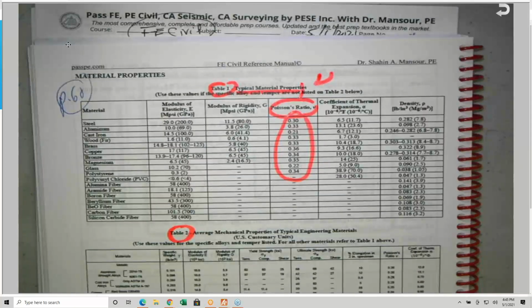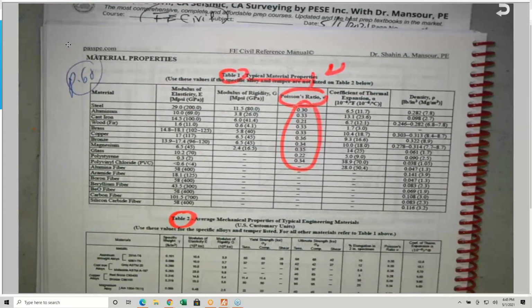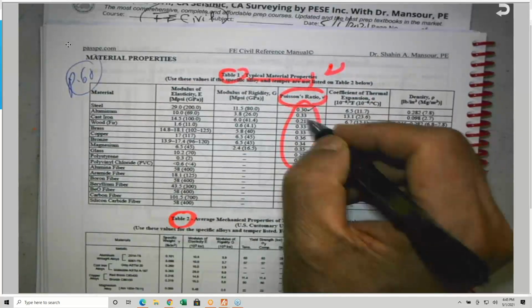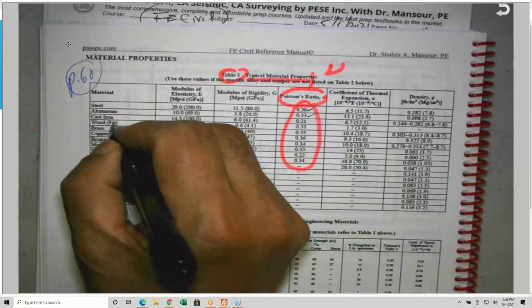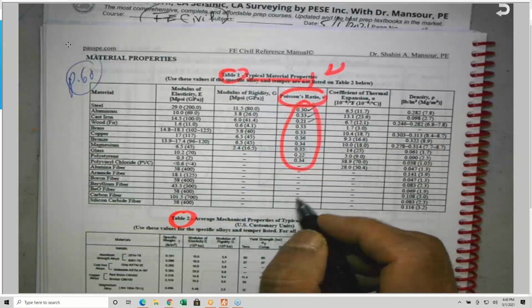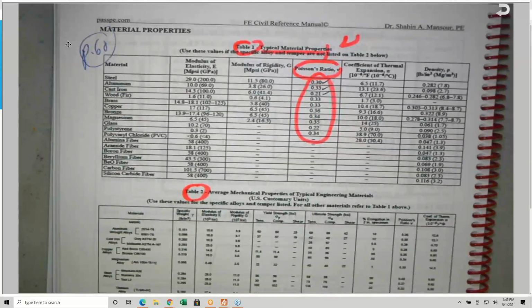And Poisson's ratio for steel is 0.28, sometimes 0.3. Here it is, they put it as 0.3. Aluminum 0.33, wood for Douglas fir, mean Douglas fir, and so on. So you don't have to memorize them. They are listed here. The same table, by the way, since I am talking about this table, is the table of material properties.